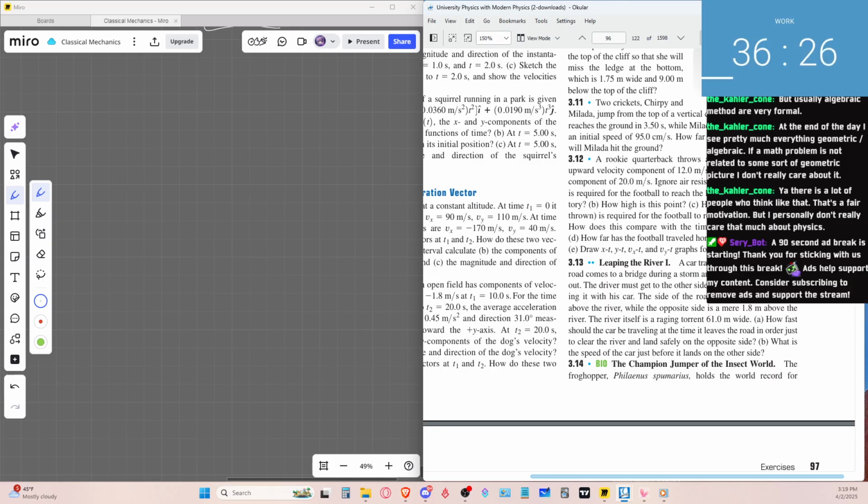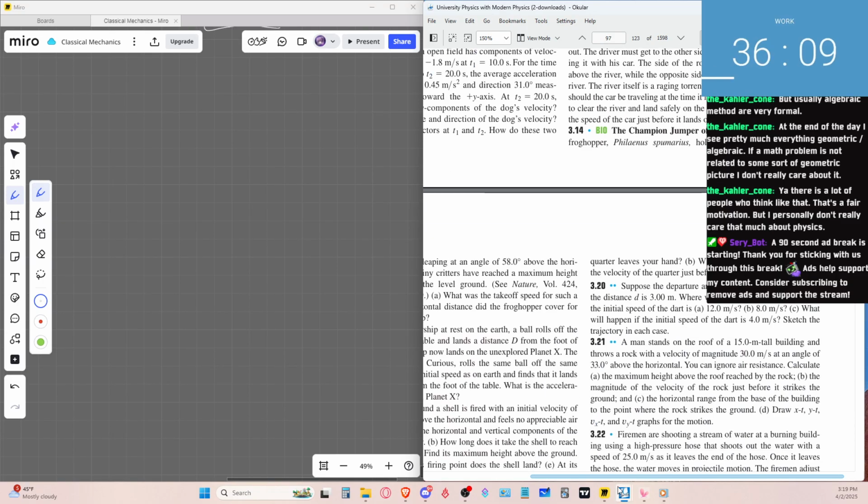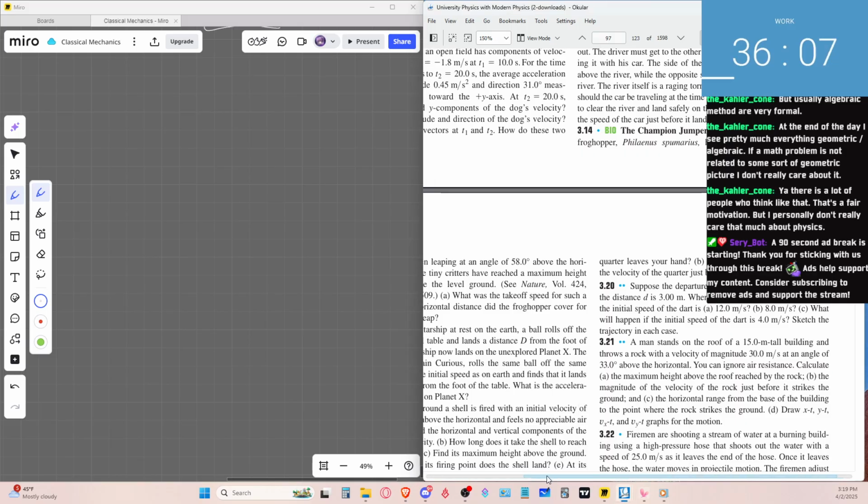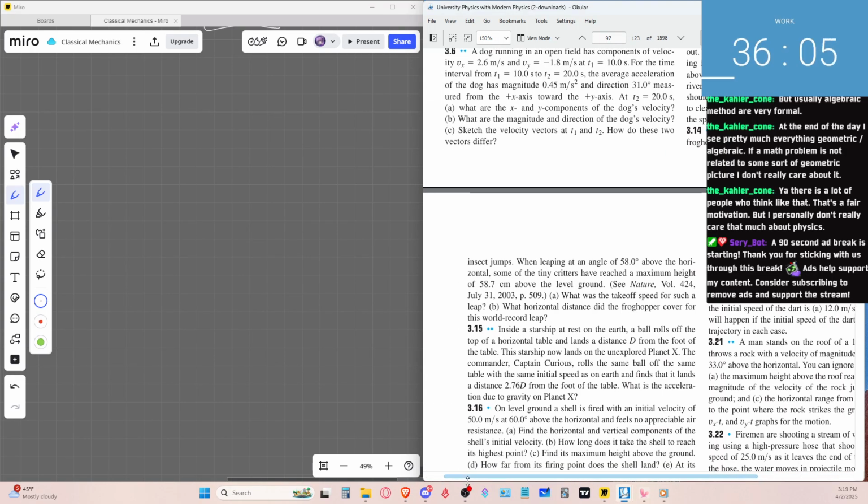Yeah, there are a lot of people who think like that. It's a fair motivation, but I personally don't really care that much about physics. That's fair, Sasha. I don't think that's a big deal. I just feel like math is illustrating the physical universe. I like the way it's mathematically coherent in some ways.